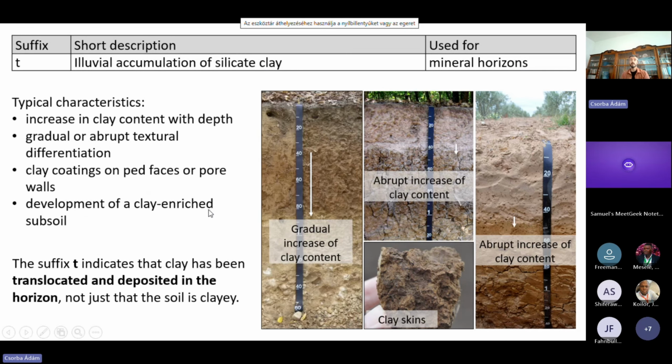T index. This is the alluvial accumulation of the clay minerals in the soil. The very important and characteristic evidence of having clay accumulation in the soil is that the clay content increases with the depth. Usually it is a gradual or sometimes an abrupt change in the clay content. So this is responsible for the development of clay-enriched subsoils.